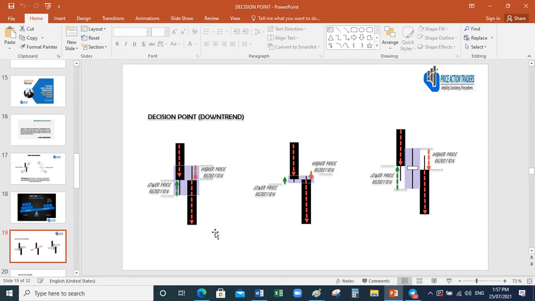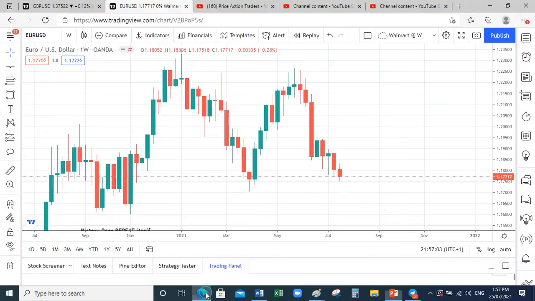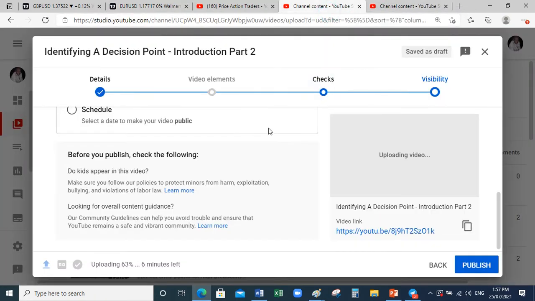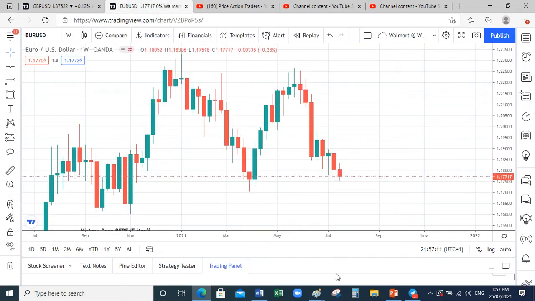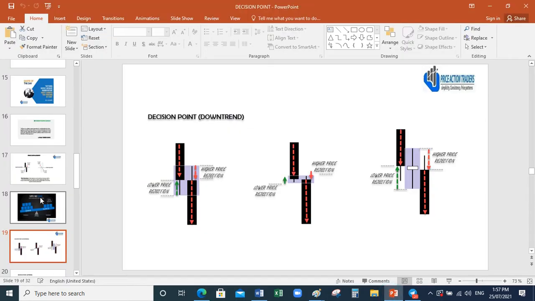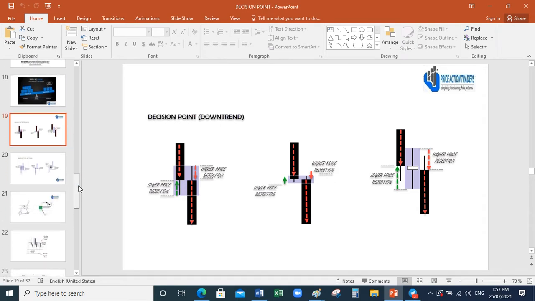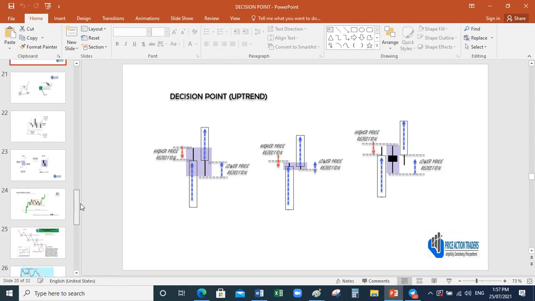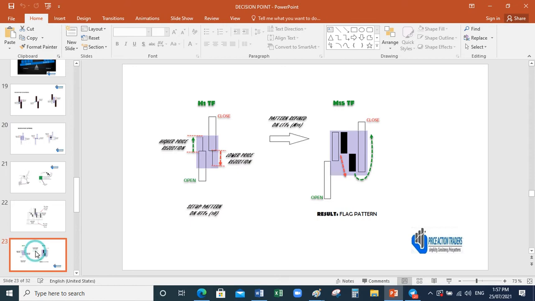So you see it in our chart. That is where we have our decision point. Then this is the decision point for buying. So we could have more than one doji in between. So go back to that first introductory part and learn more about it.